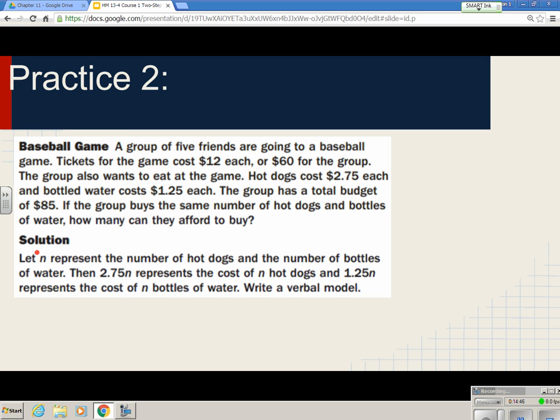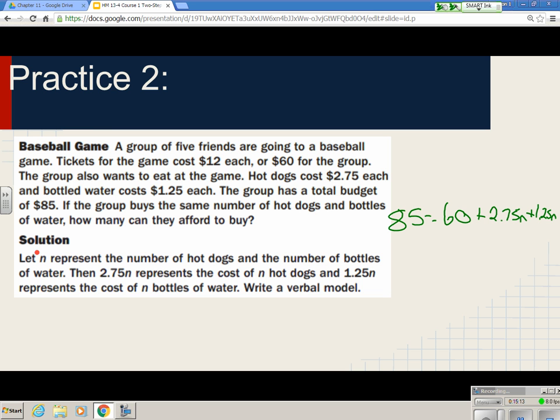All right. So now that you've given it a shot, let's kind of go through this. Now, I gave you a little hint on the solution. So we know that we have $85 total to spend. So 85 equals fixed costs of $60 for the tickets, plus 2.75 times n for each hot dog, plus 1.25 n for each bottle of water.